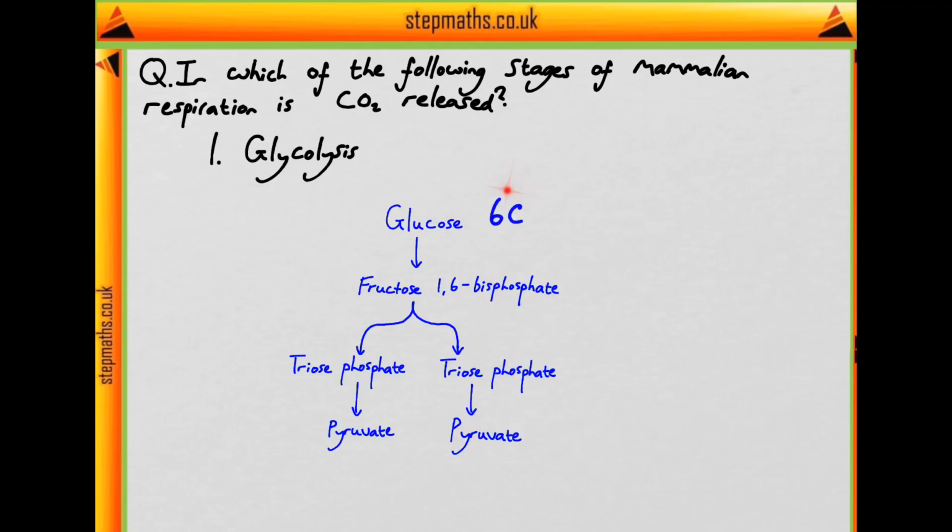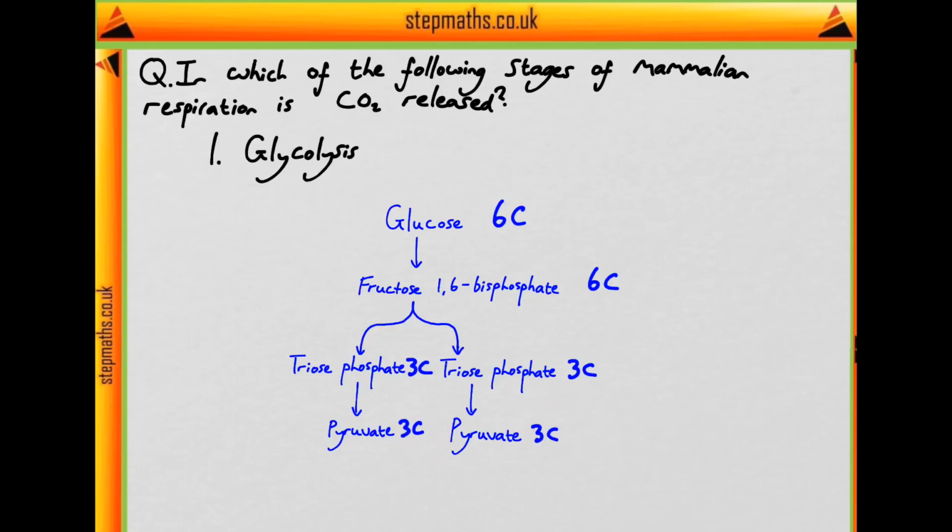Well, we know that glucose is a 6-carbon compound, and then that it gets phosphorylated twice to produce this compound. However, no carbon atoms are added or removed, so this next compound also has 6 carbons. Fructose 1,6-bisphosphate then splits into 2 triose phosphate molecules, which each have 3 carbons, and these triose phosphates are then converted into pyruvate.